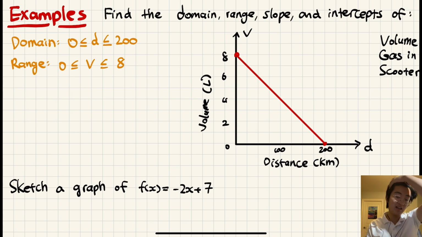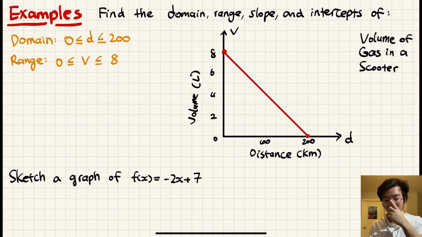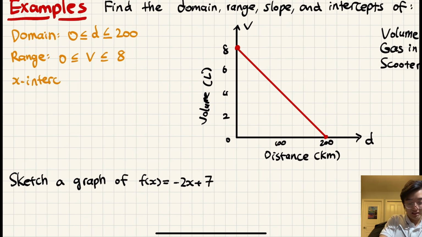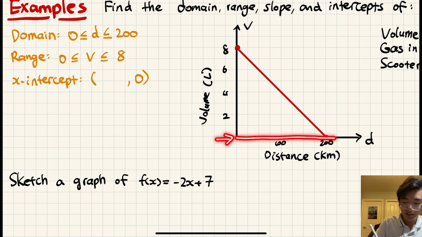Okay, anyways, now let's find the slope and intercepts. Let's find the intercept first, because slope can come later. Where does this line touch the x-axis? We can see visually on the graph, it touches the x-axis right here. The x-intercept is what is x when y equals 0? As you can see on this graph, when y equals 0, x touches at 200.